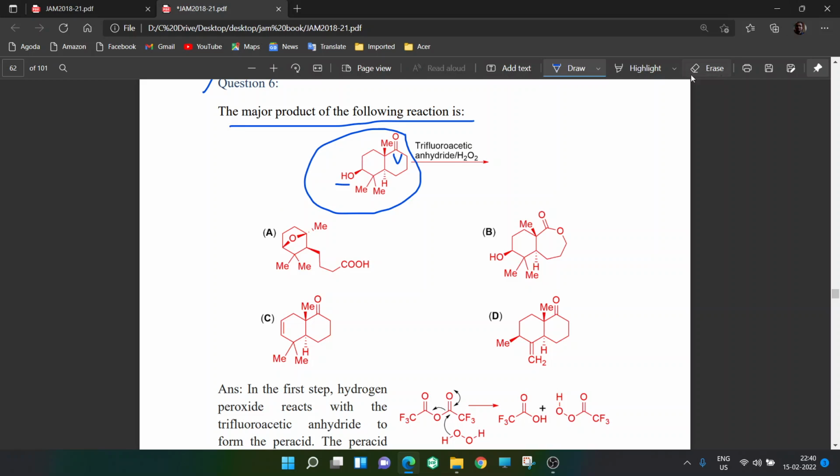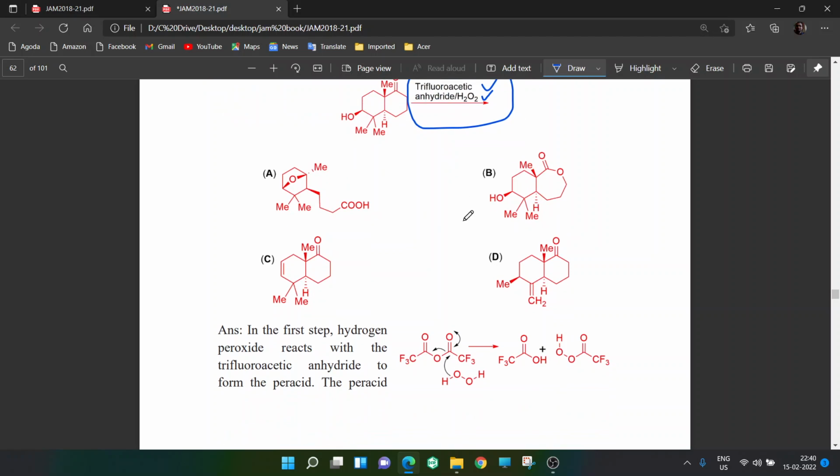Okay. And then what are you using? You are using trifluoroacetic anhydride and H2O2. Whenever you see any acid anhydride in the presence of H2O2, remember it will form a peroxy acid. Okay, so the first step will be like this: the trifluoroacetic anhydride.